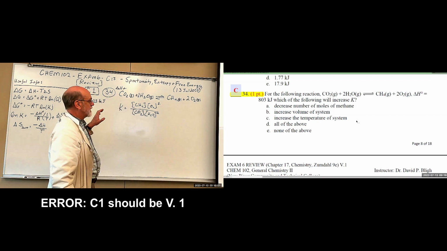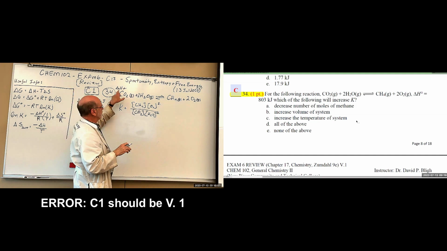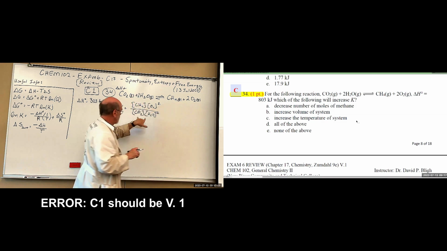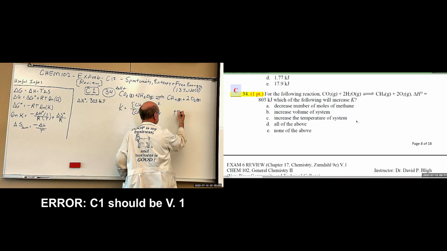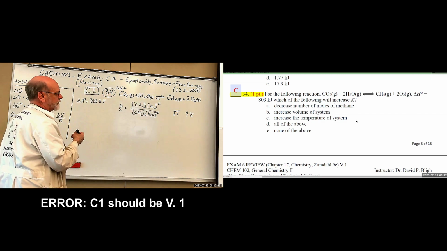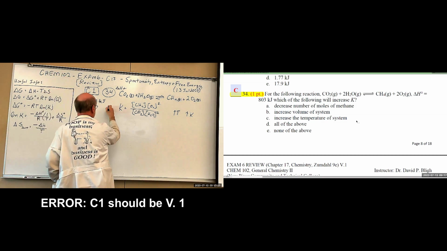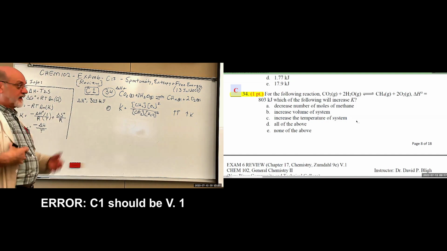So let's say, just for argument's sake, we increase the temperature. If we increase the temperature, we're adding heat to this side, which drives the reaction this way, makes these terms bigger and these terms smaller. So increasing temperature would increase K. Is that one of our choices? Increase the temperature of the system would increase K. C would answer that question. Now that's the easy way. That's the Le Chatelier's way.